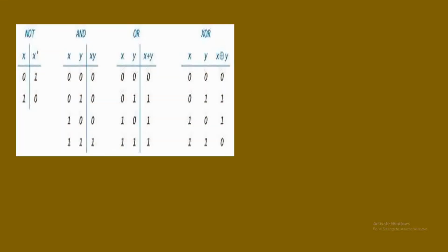I would like to tell you that what you are seeing on your screen now is the truth table. Here you have four tables: one, two, three, four.